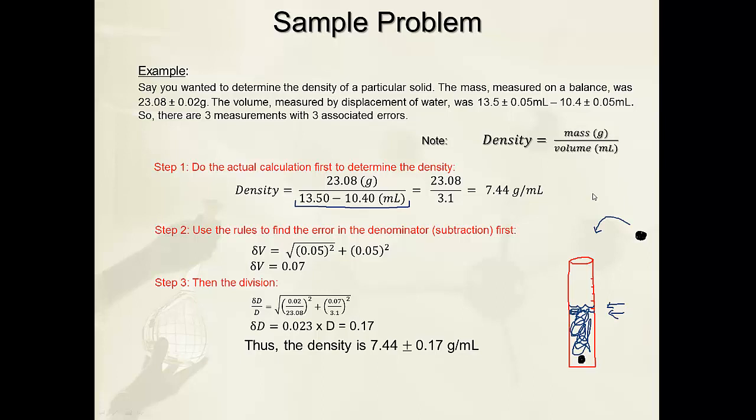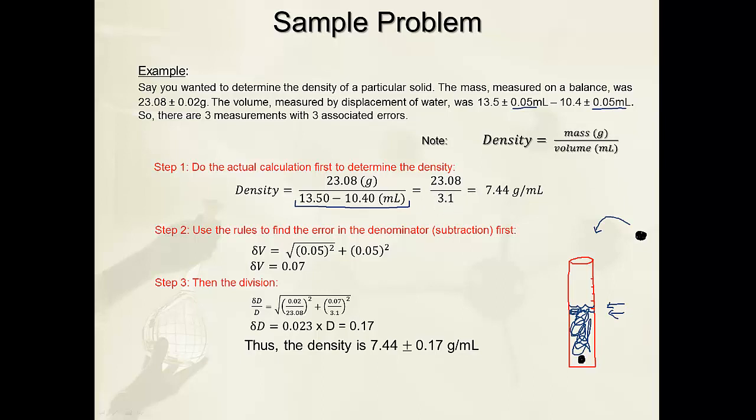So we're going to use the rules to work out the error in the denominator, because that's a subtraction. So that 13.50 minus 10.40 is a subtraction. So what we'll do is square both of the errors for each measurement. We can see here that we've got 0.05 and 0.05 for these two. So we do 0.05 squared plus 0.05 squared, take the square root, and we get delta V, which is our error in volume, V for volume, 0.07.